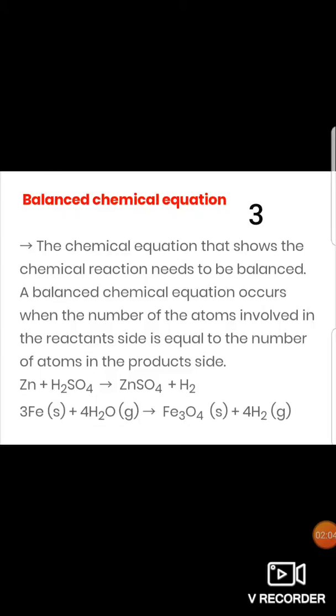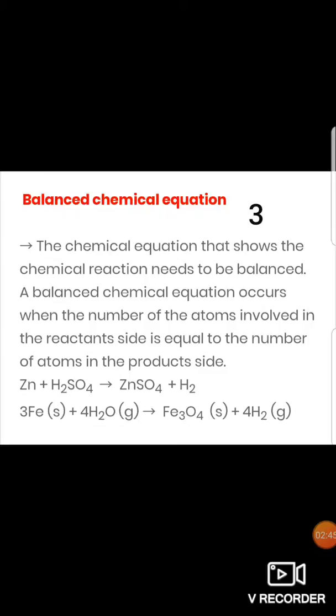What is a balanced chemical equation? The chemical equation that shows the chemical reaction needs to be balanced. A balanced chemical equation occurs when the number of atoms involved in the reactants side is equal to the number of atoms in the product side. So, the number of atoms on the left hand side should be balanced with the products.